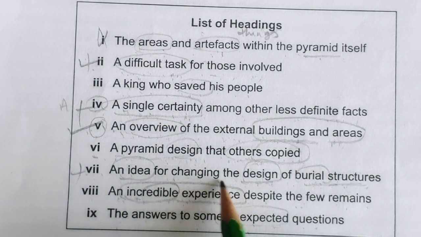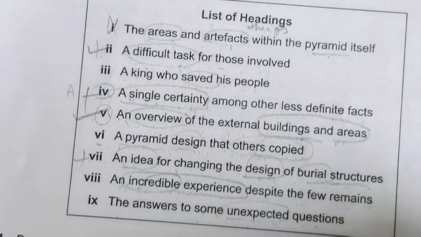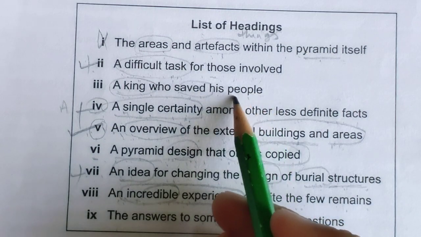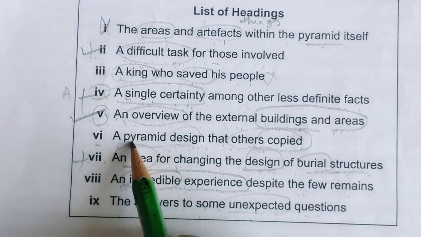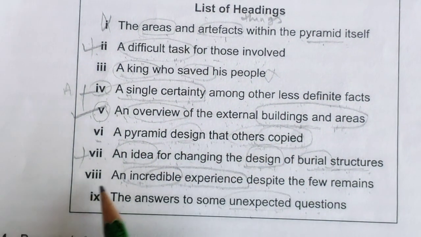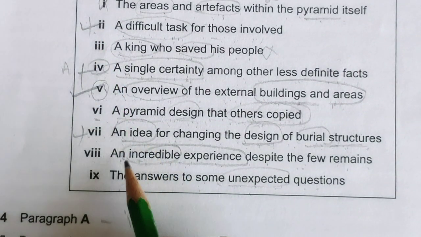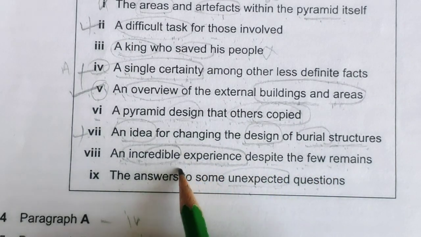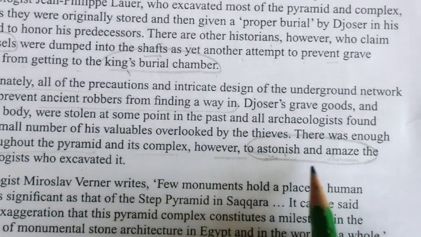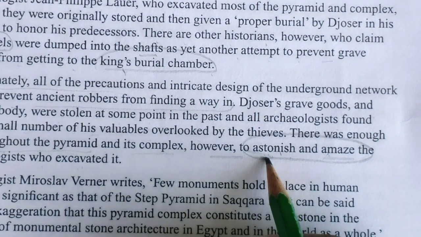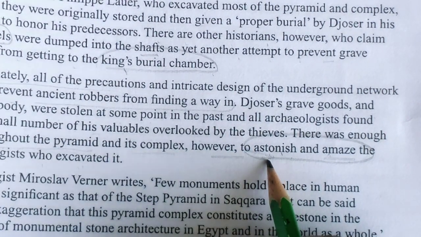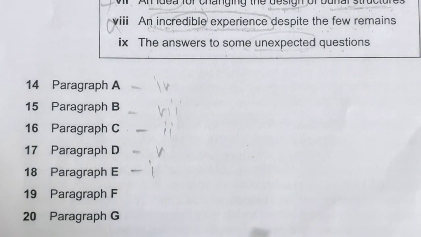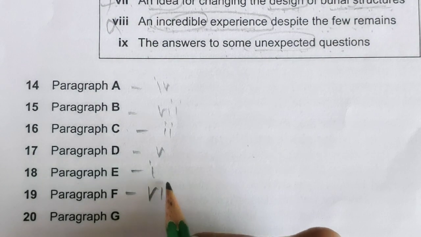That others an idea for, yes, this. So they are not talking about any king here, like who saved his people. No, they are not talking about that. The pyramid design that others copied, nothing was given like that, and we have cut it all. An incredible experience despite the few remains. Yes, so they are talking about amazement, amaze and astonish. These are incredible experience synonyms. Okay, so I will be just cutting it from the list of options. For F it is number 8.